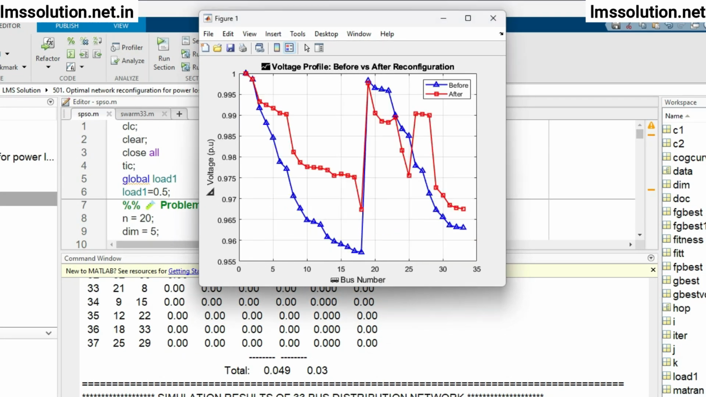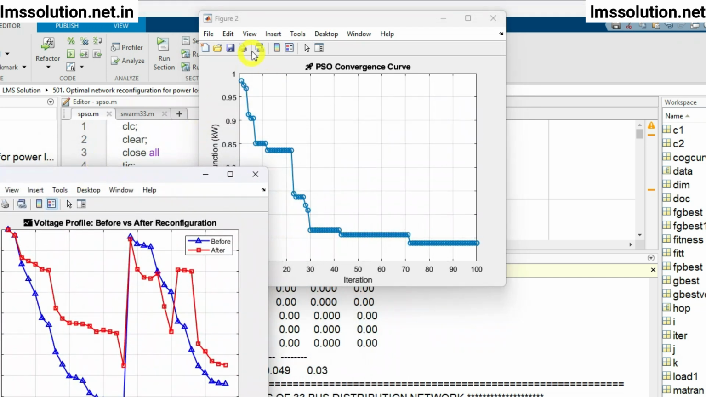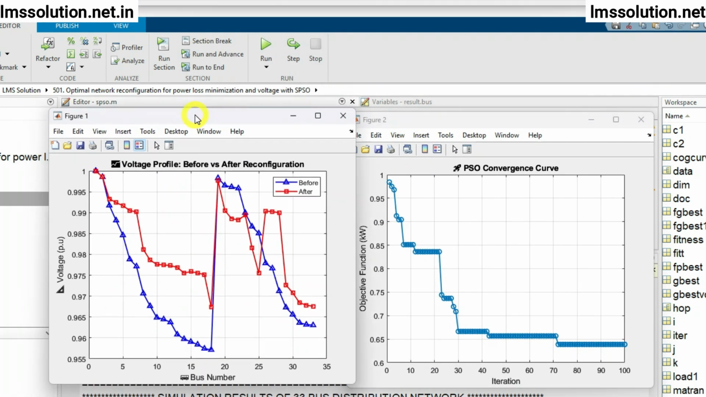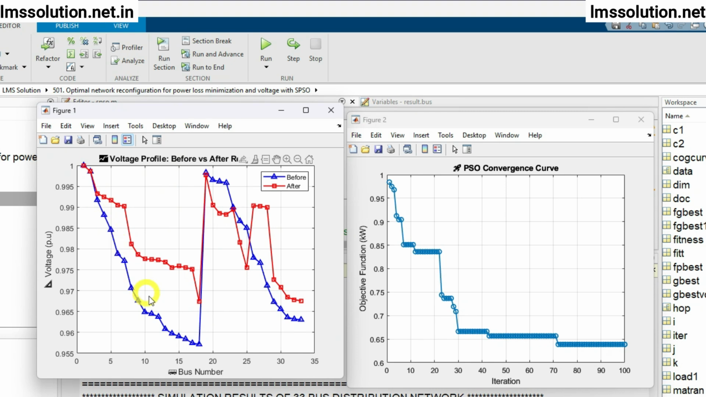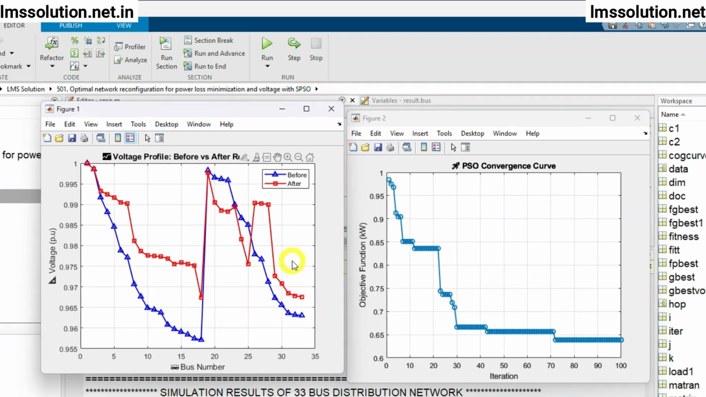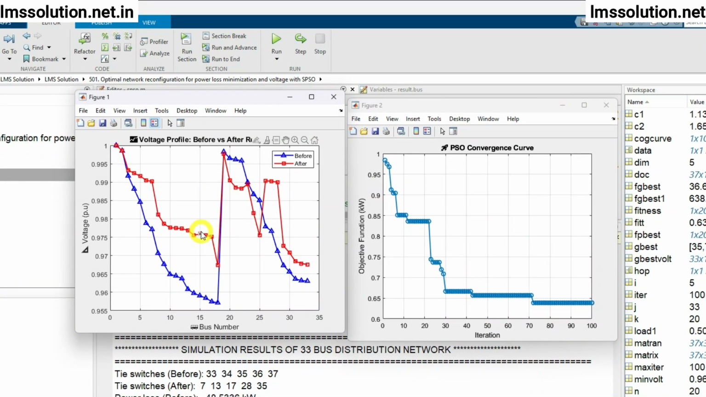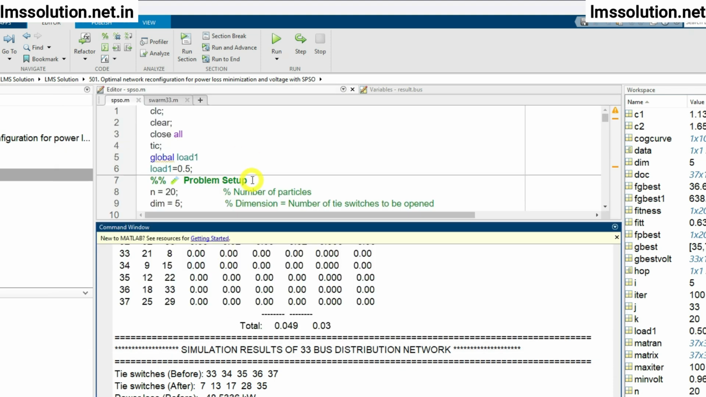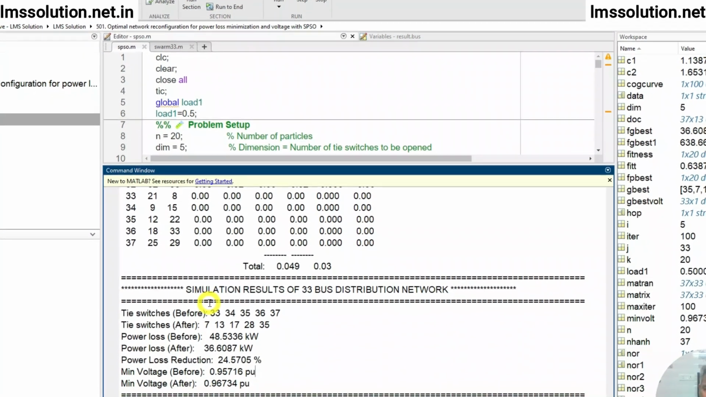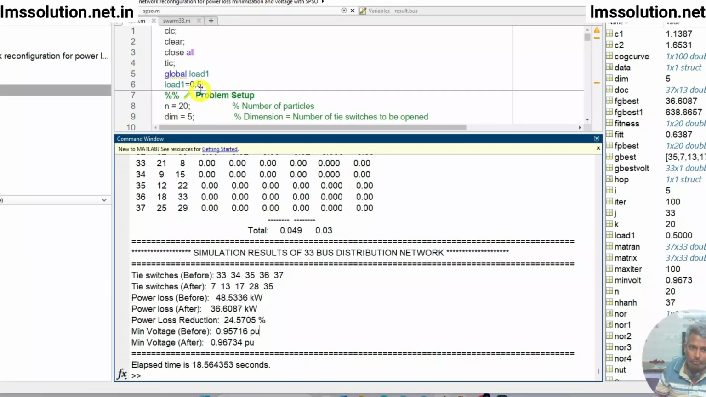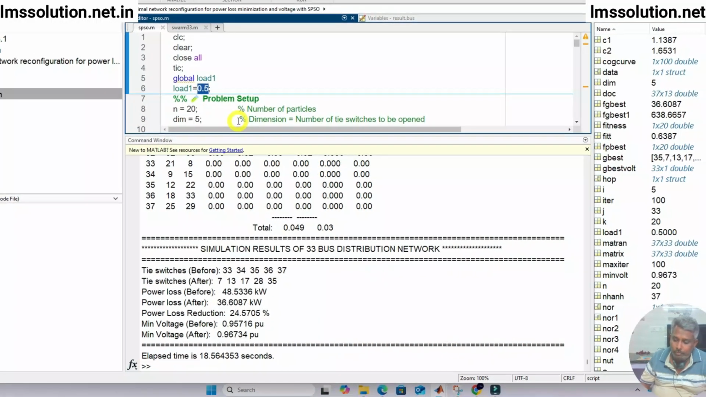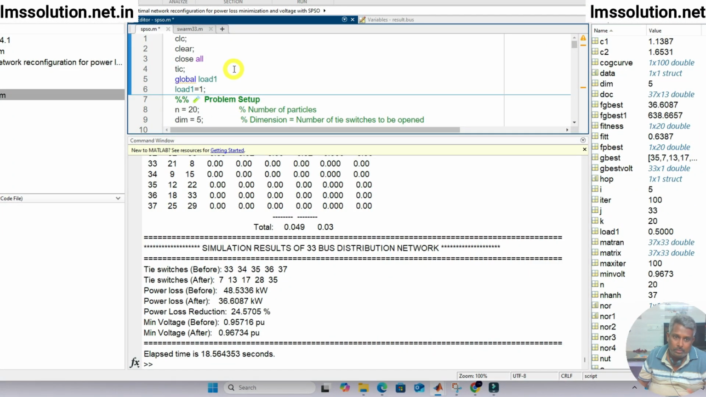And also you can see this plot. Here the blue color is the base case and the red color is the optimized case. You will see that the voltage profile is improved. You have to run this simulation for 50 trials, and then from the 50 trials you have to find the optimal solution for the light load condition. Next I am going for the base case with optimization.